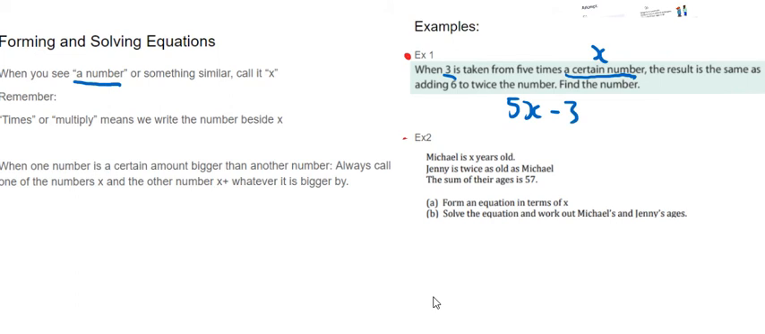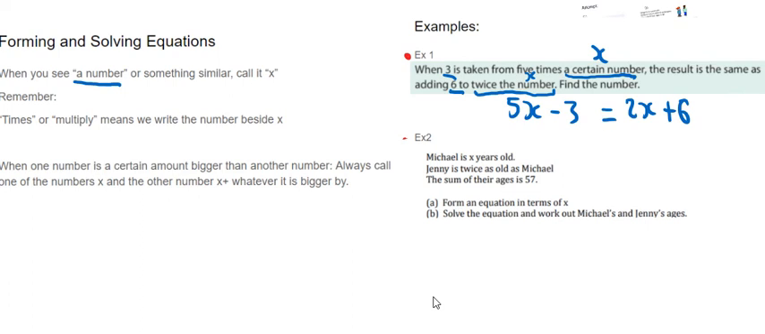The result is the same as adding 6 to twice the number. Twice the number, remember the number again is x, so twice the number would be 2x, and adding 6 to it would be like that. So when 3 is taken away from 5 times a certain number, the result is the same as, and that's where we get our equals. So the same as would be equals 2x plus 6. So really that's our equation then: 5x minus 3 equals 2x plus 6.